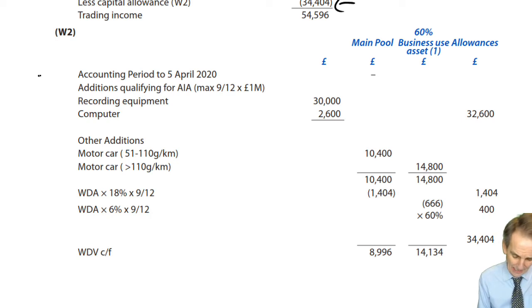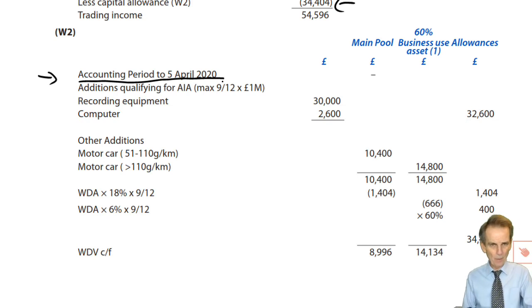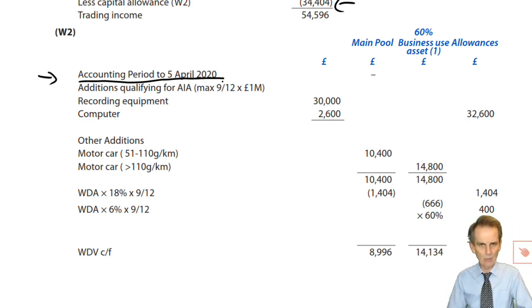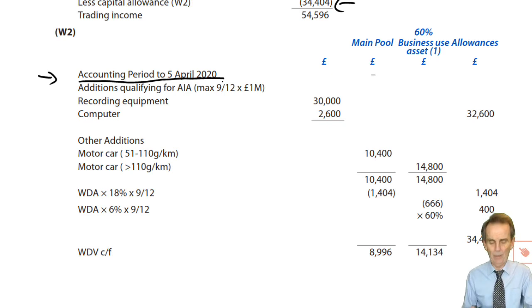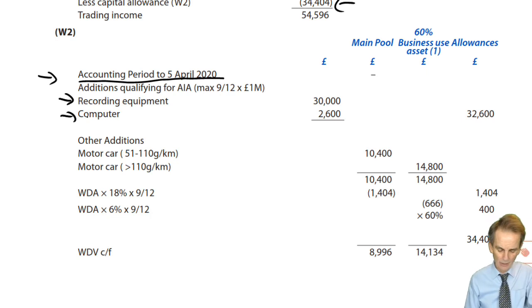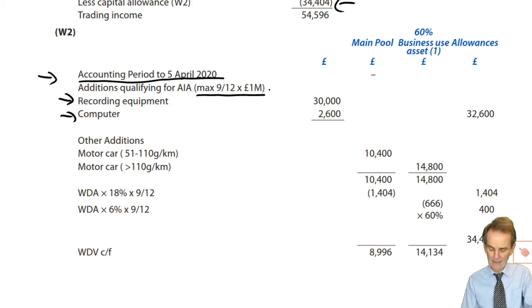We know that we prepare the CA computation for the accounting period. We don't prepare for tax years, though this happens here to be synonymous with the tax year. We prepare the capital allowance computation for the accounting period. The additions that qualify for AIA were, as we'd already identified, the recording equipment and the computer. That, of course, is a whole lot less than our maximum AIA limit of 0.75 million, and therefore we get the 32,600 AIA.